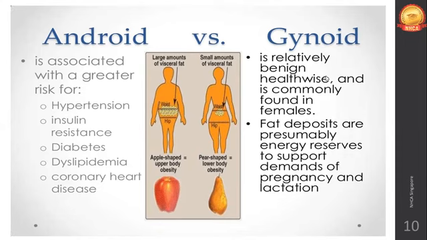And for android kind of body figures, the upper body is obese. There is too much adipose tissue around your belly, and these people have the highest risk of hypertension, insulin resistance, diabetes, dyslipidemia, that is cholesterol imbalance, and coronary heart diseases.